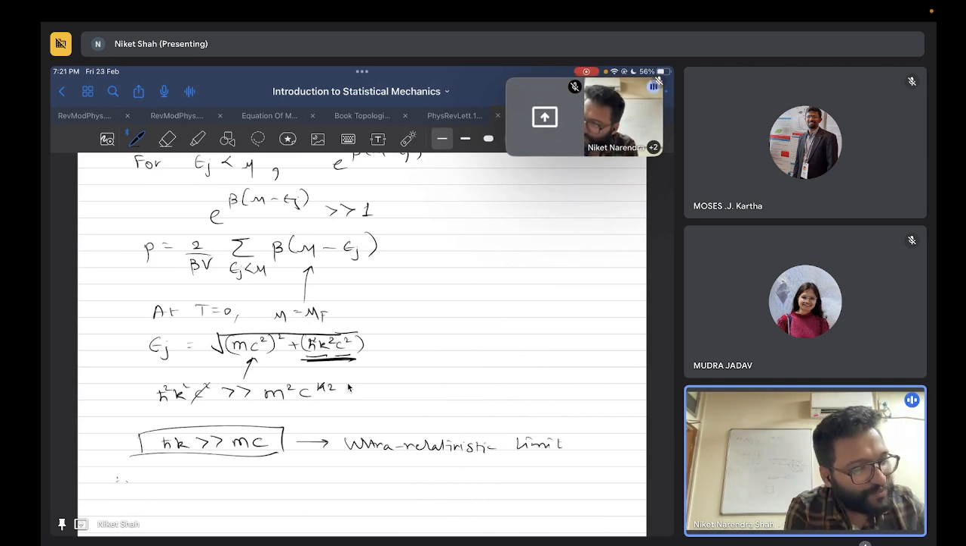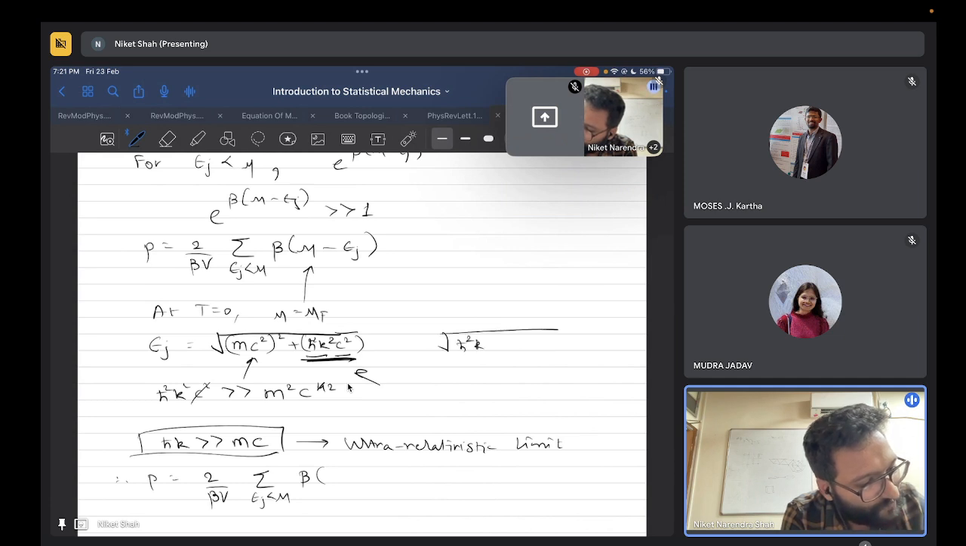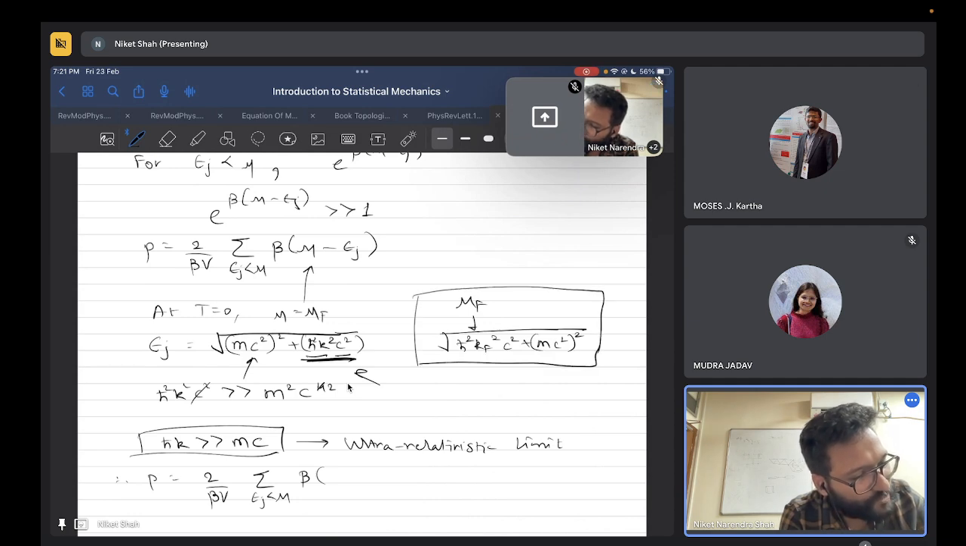Therefore, I can just ignore the mc square part, and I can simply write 2 by beta v, sum over epsilon j less than mu beta of mu f now. And mu f can also be written in terms of this: mu f is the square root of h bar square kf square c square plus mc square the whole square. This is the expression for mu f.